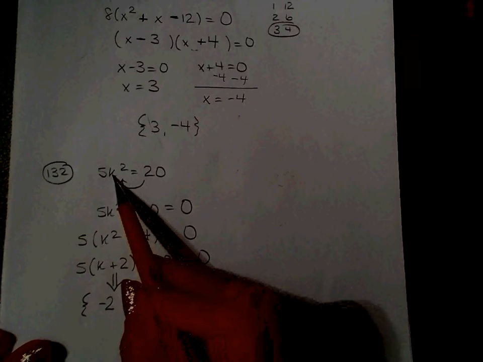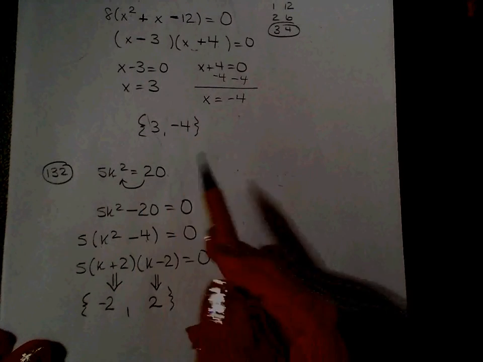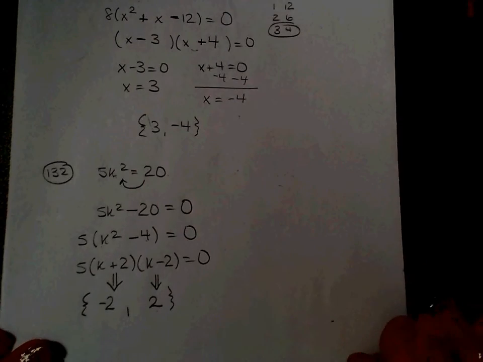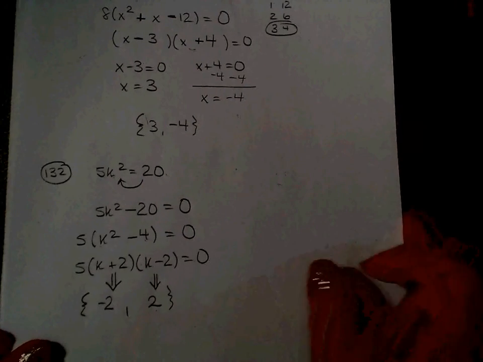So my answer is negative 2, positive 2. And I can check myself. Negative 2 squared is 4. 4 times 5 is 20. Positive 2 squared is 4. 4 times 5 is 20, and it works. So there's my final answer.